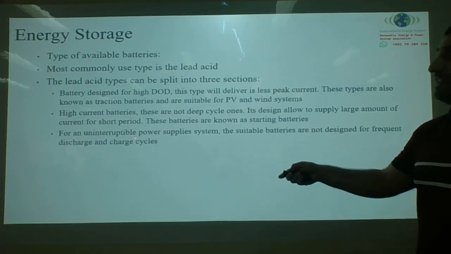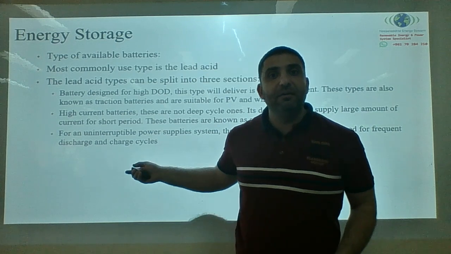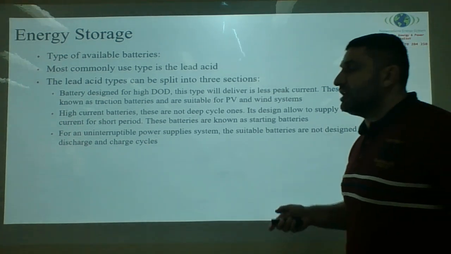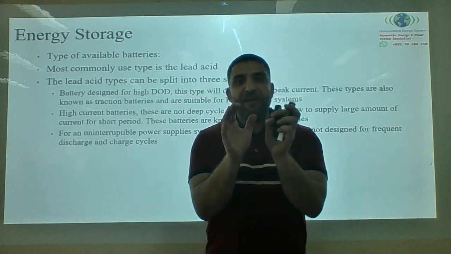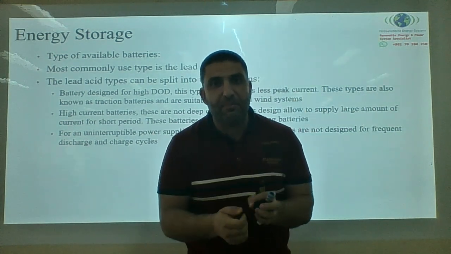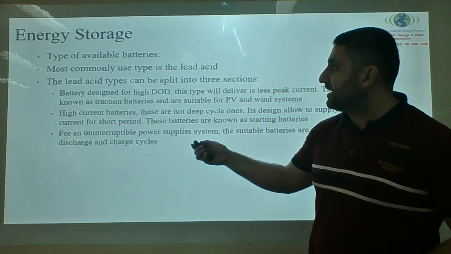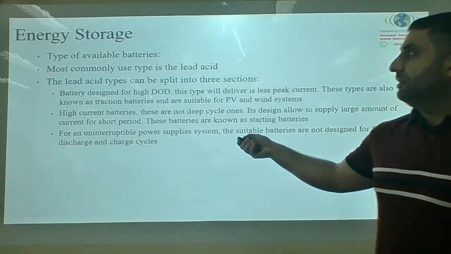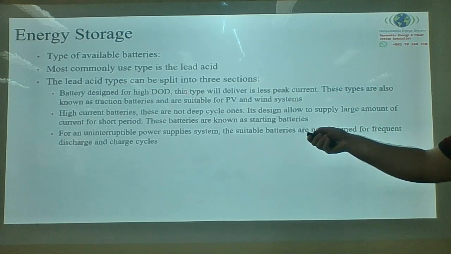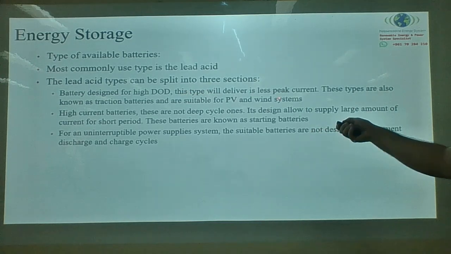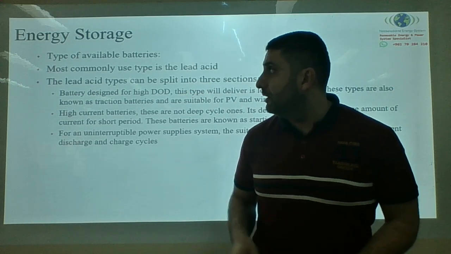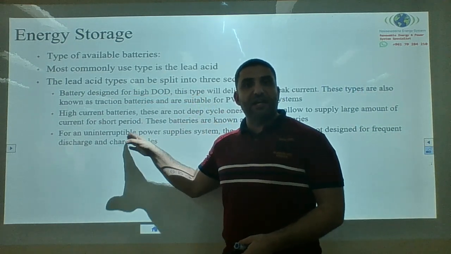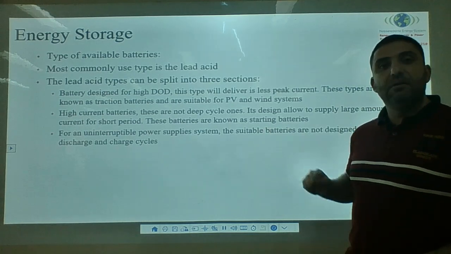And there is the uninterrupted power supply battery, like a UPS system battery, which is not designed for frequent discharge and charge cycles. So if you have a device where you only want a high current for a startup, you have to go for these ones. These are not deep cycle ones, high current batteries. If you want a battery designed for high DOD that delivers less peak current, you go for this type. If you want a UPS system, the uninterrupted, this type.